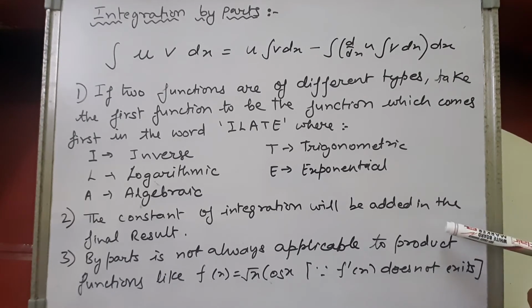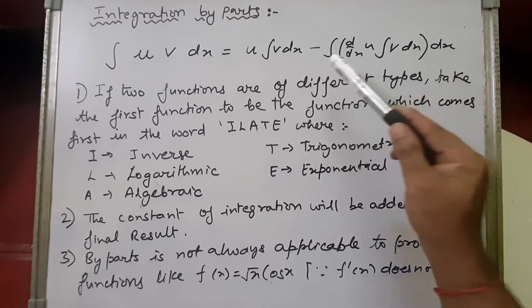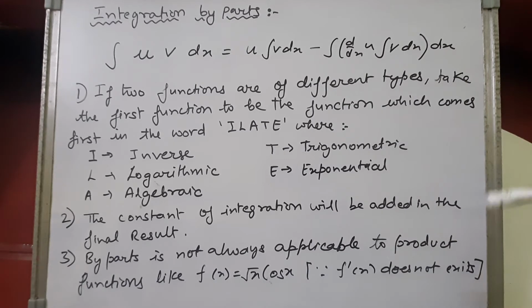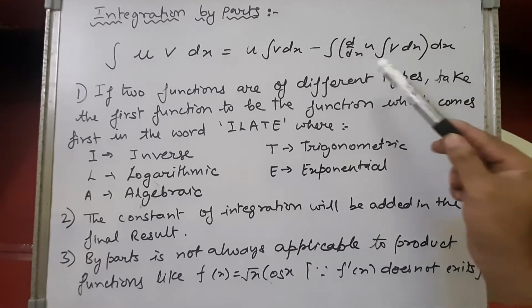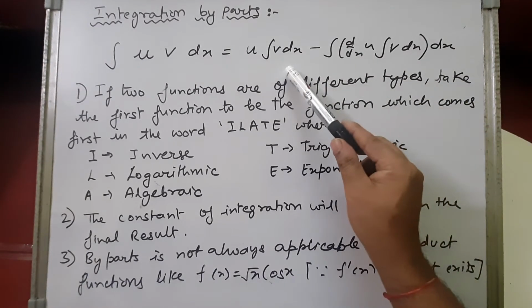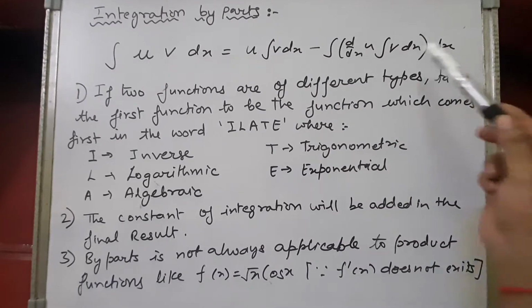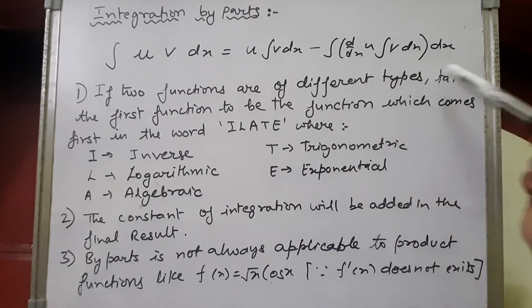The second point is the constant term. Suppose we integrate 1, the answer will be x plus c. Suppose we integrate cos x, the answer will be sin x plus c. So whenever we are integrating, the constant c will be added in the final answer. Do not add c at the first integration step. When we get the final answer, then we add the constant.